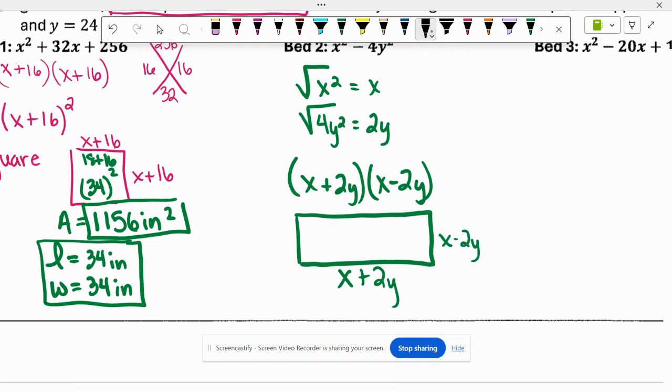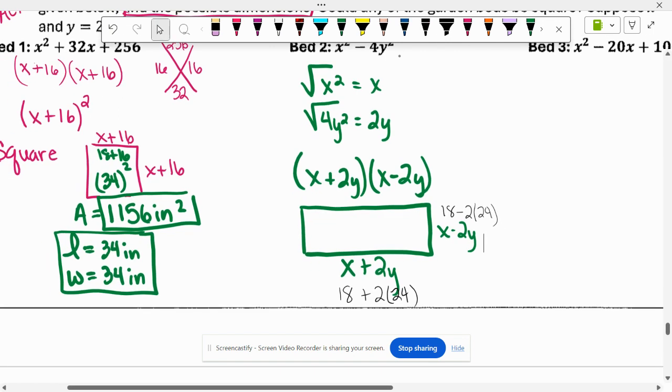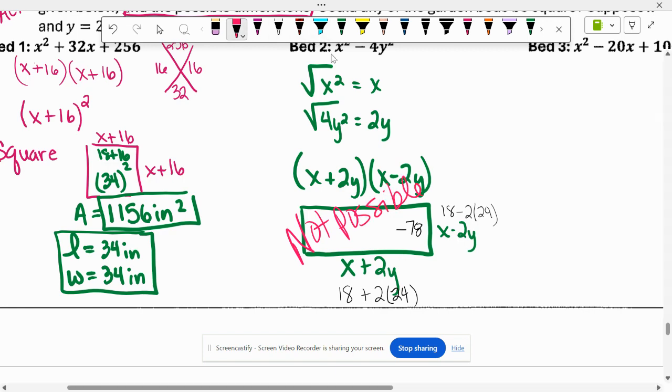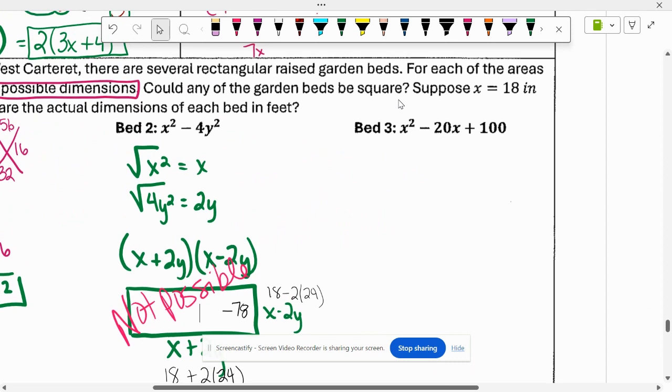Well, if x is 18 and y is 24, that's going to be a problem because this is going to give me a negative measure. This is going to give me a negative 78, and that's not possible. So although it's factorable, those given dimensions are not possible because you cannot have a negative side measure. All right, let's look at this next one.